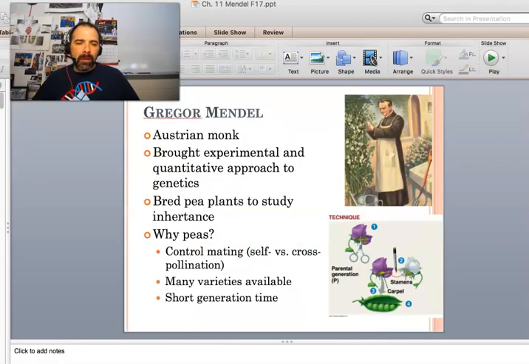So we talk about Mendel. I mean, they're not going to ask you who he was on the exam, but it's kind of important to know that he was an Austrian monk. He brought an experimental and quantitative approach to genetics. He bred pea plants. And why peas? Because it was easy to control them. You could create a self versus a cross pollination. Lots of varieties available in short generation time.